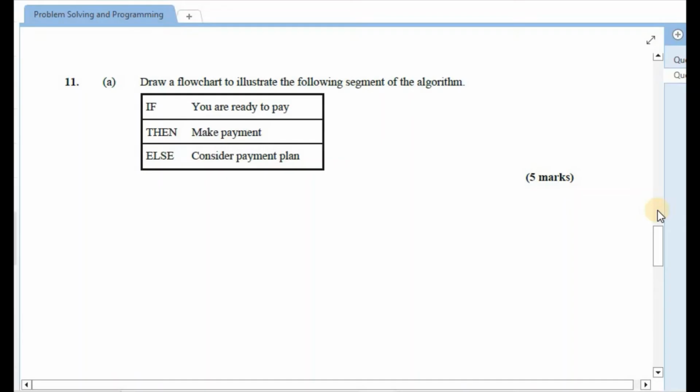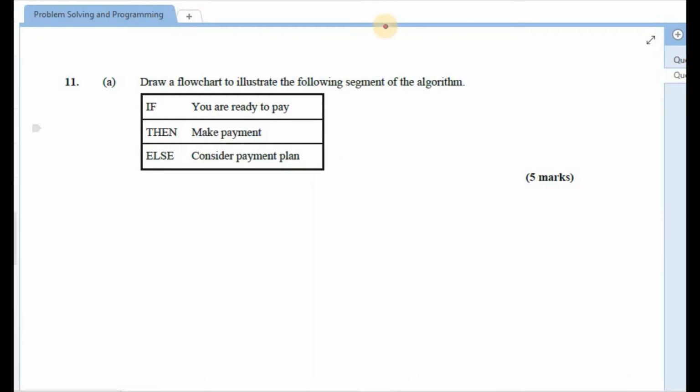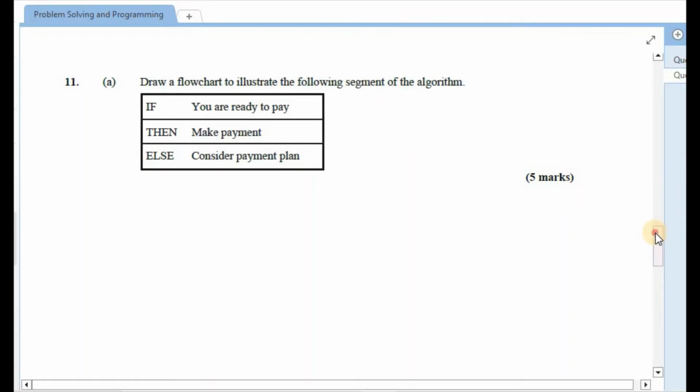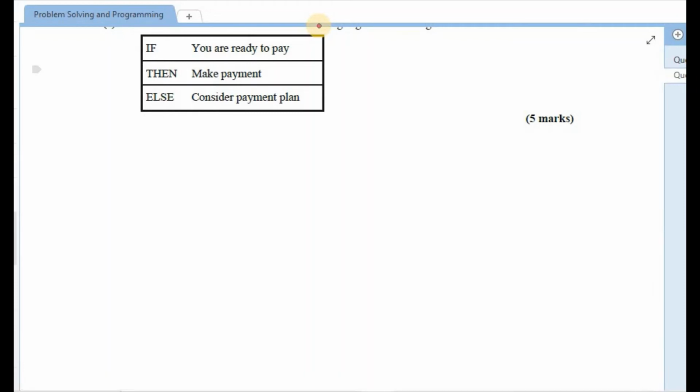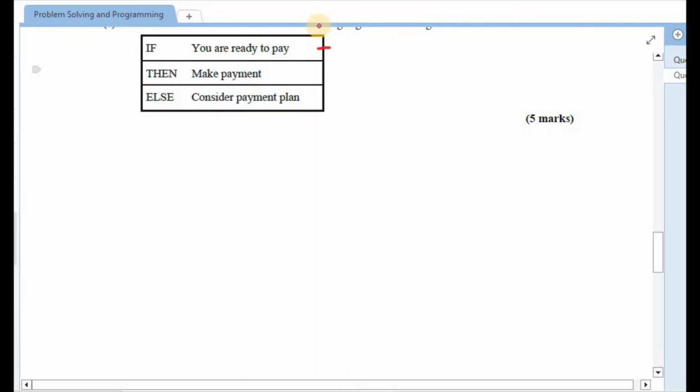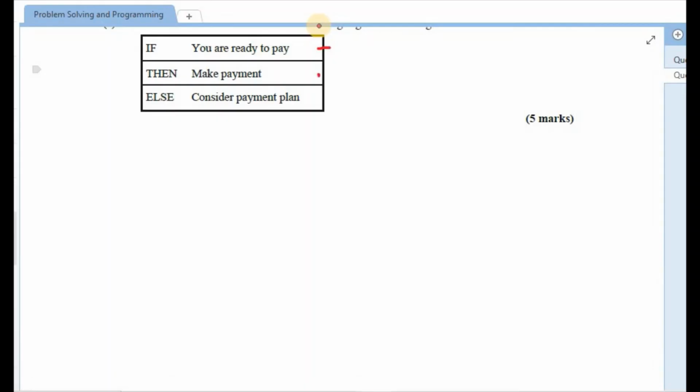Question 11 says to draw the flowchart to illustrate the segment of algorithm that is presented here. So these 3 is what they asked for the flowchart to represent. First line says if you are ready to pay. Second, then make payment. Third, else consider payment. So if statement is a decision, so we place that within a diamond, and then payment would have been a process, and the consider payment would have been an output message.